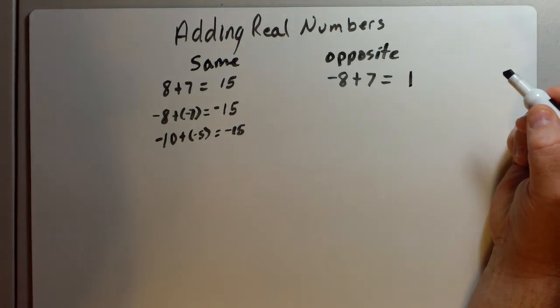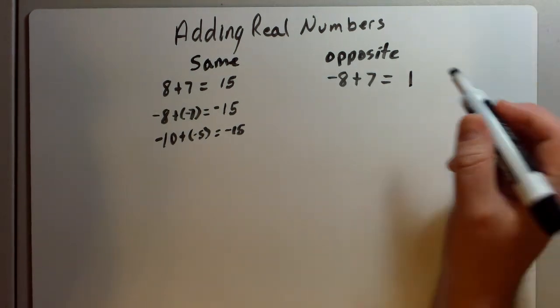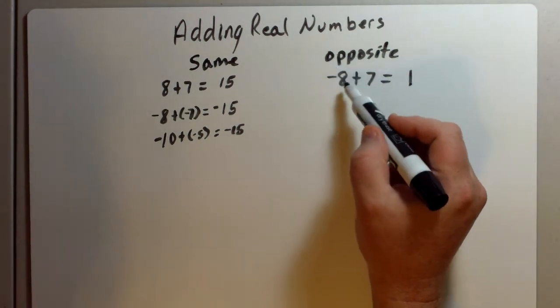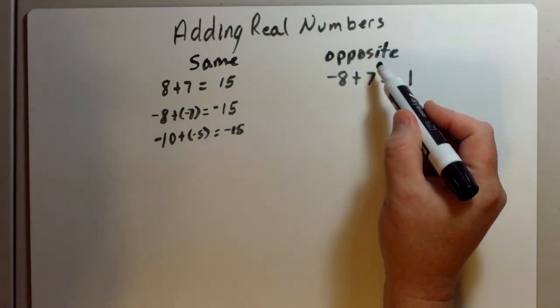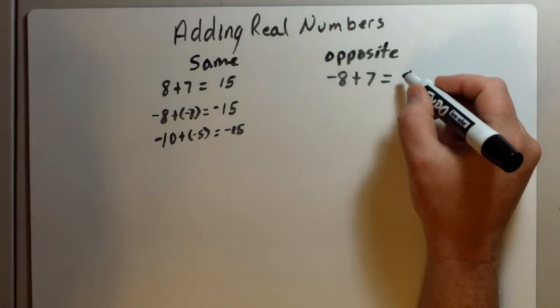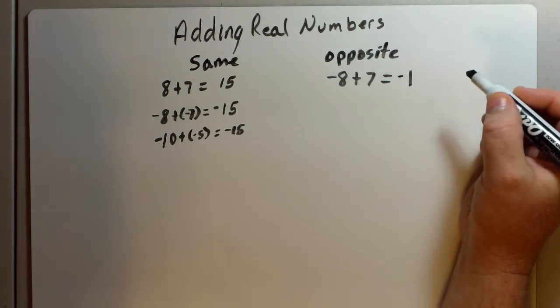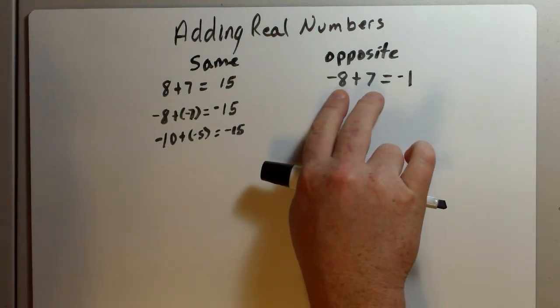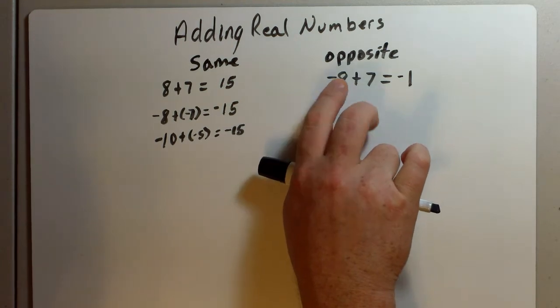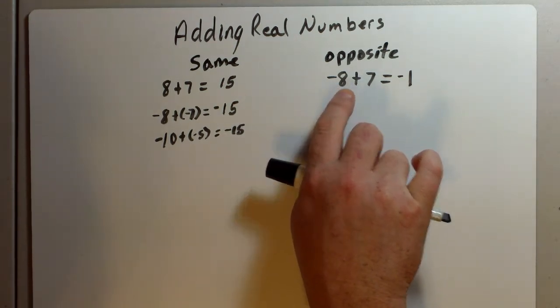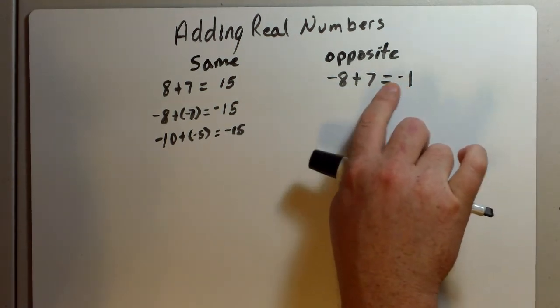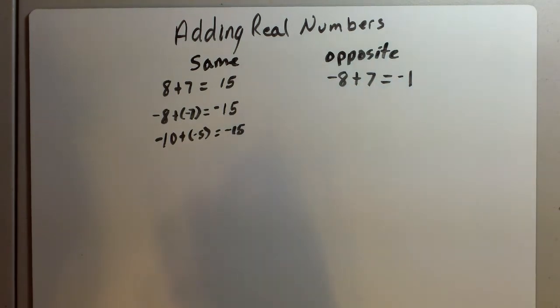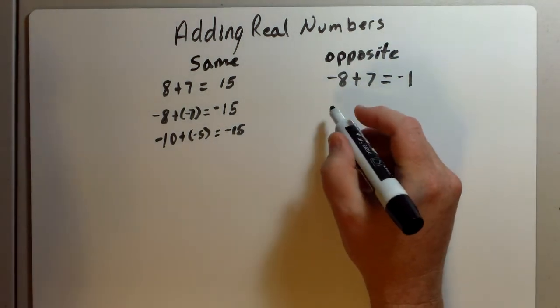And then you keep the sign of the number that has the greater absolute value. So the negative 8, if I take the absolute value of it, is greater than the absolute value of 7. So I keep the sign that is negative. Basically, you just look at the two of them and you say, which one are there more of? Are there more negatives or are there more positives? Well, clearly there's more negatives. So the answer is going to be negative, and the difference between them is what the result's always going to be in an addition.